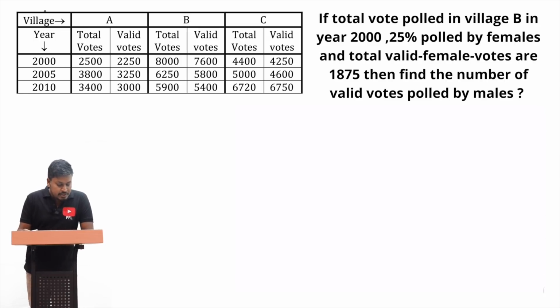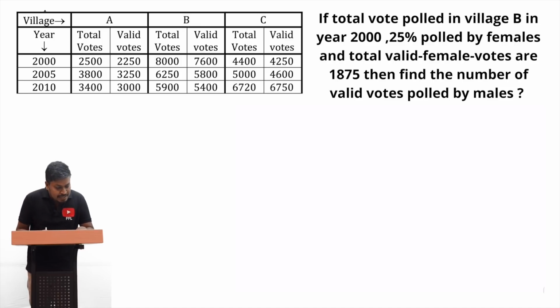Second question: if the total votes polled in village B in the year 2000, 25% were polled by females and the total valid votes are 8750, then find the number of valid votes polled by the males. So friends, here they are talking about village B, where the total votes in the year 2000, 25% are females, and just listen carefully, out of the valid votes 1875 are females. Our target is to find how many male votes there are.